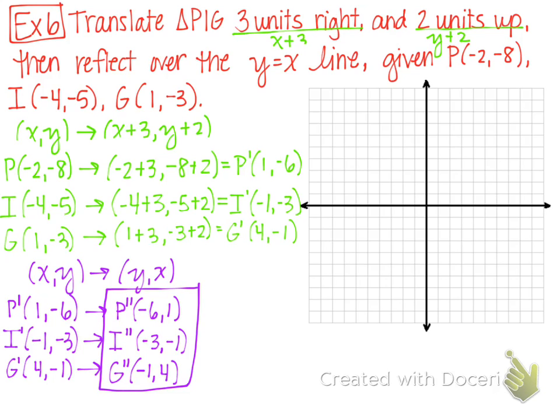So we're going to graph the original, and we're also going to graph our final image. So for our original image, we have (-2, -8). So that is P. We have (-4, -5). So that's I. And then we have (1, -3), which is G. So let's connect these.